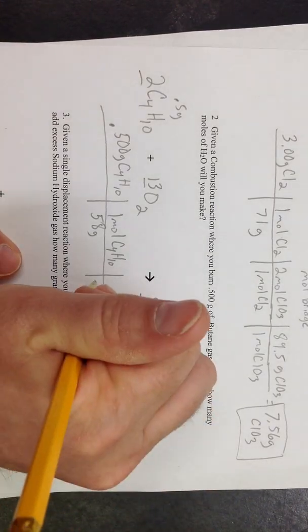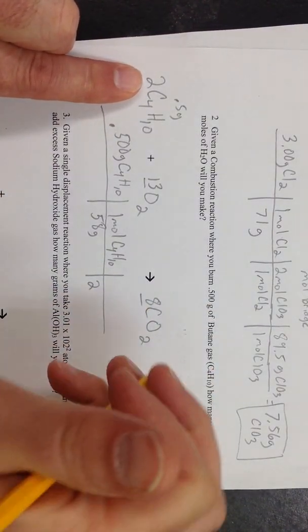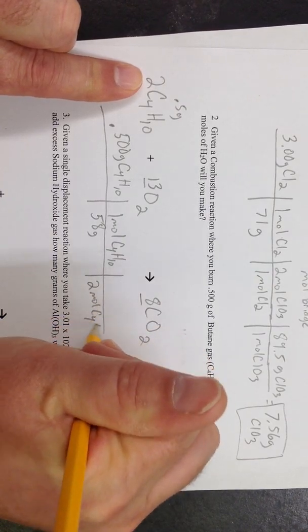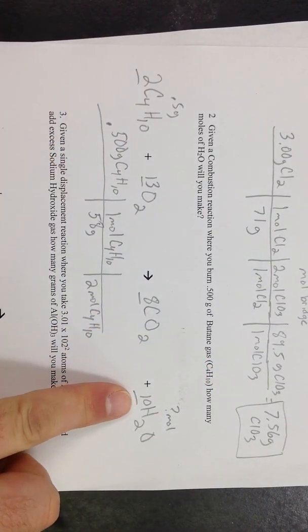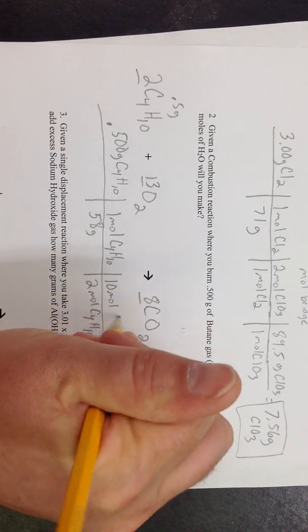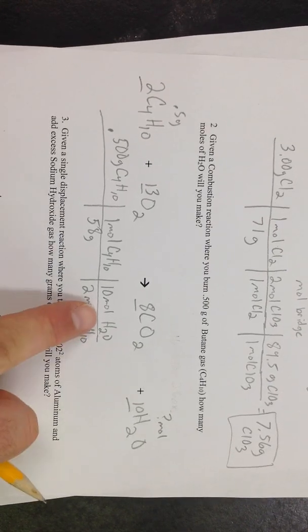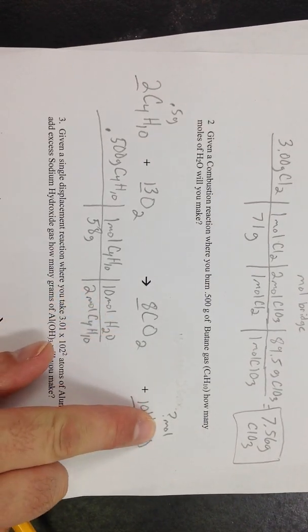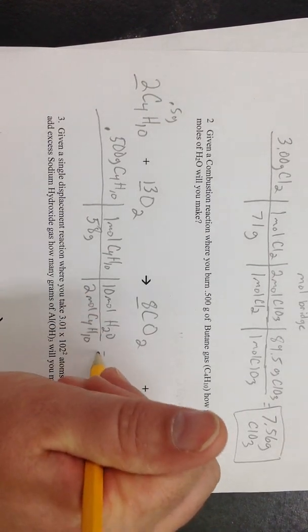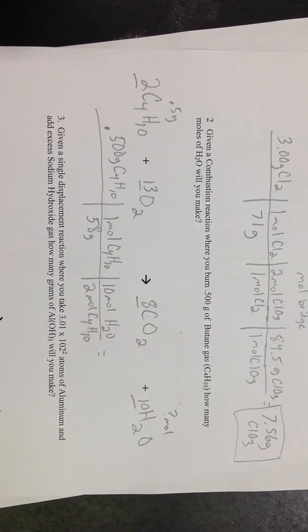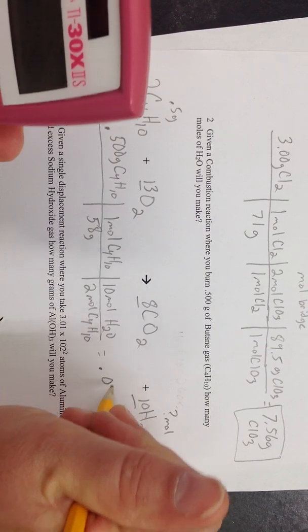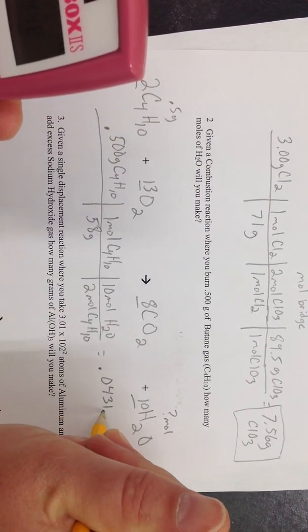What's our ratio? If you put your finger on it, we'll see it's 2 moles of C4H10 to 10 moles of water. Now in the last problem we kept going, but in this problem we're going to stop because look what you're asked for. Moles of water, you stop. So when you type this in, 0.5 times 10 divided by 58, I'm going to hit divided by 2. My final answer, again, 3 sig figs.